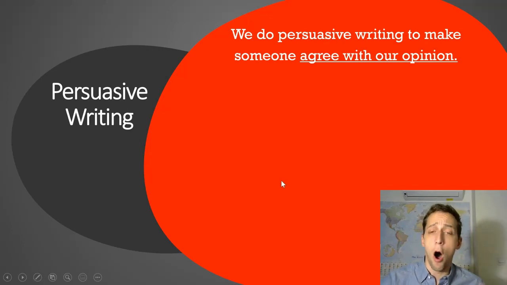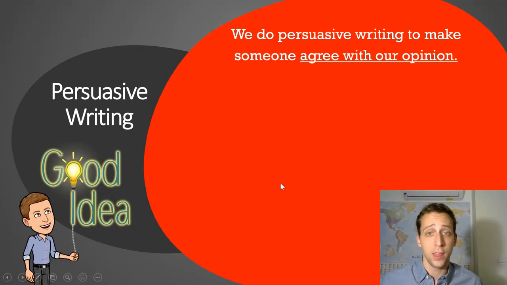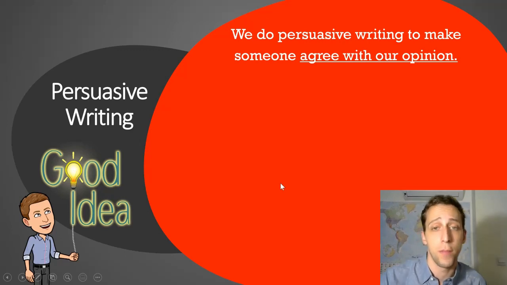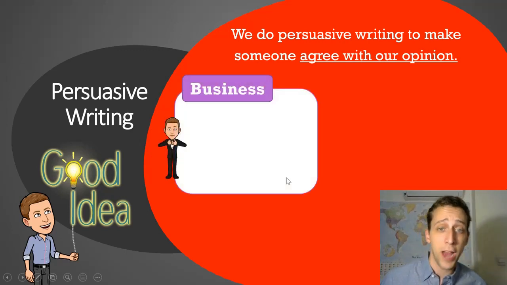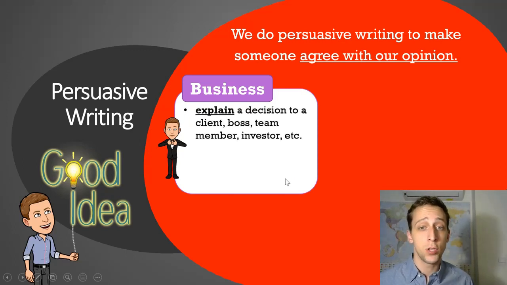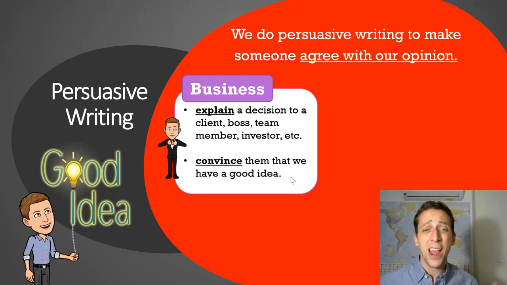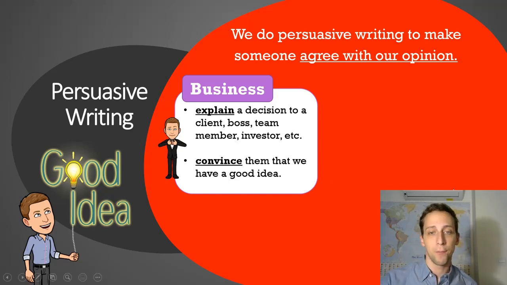And we use this all the time in school and in daily life. So we want someone to think that we have a good idea and agree with our opinion. So in business track, for business majors, right, you use persuasive writing to explain a decision to a boss, to team members, to investors, really to anyone that you work with in business, or to convince them that you have a good idea for a decision you want to make.